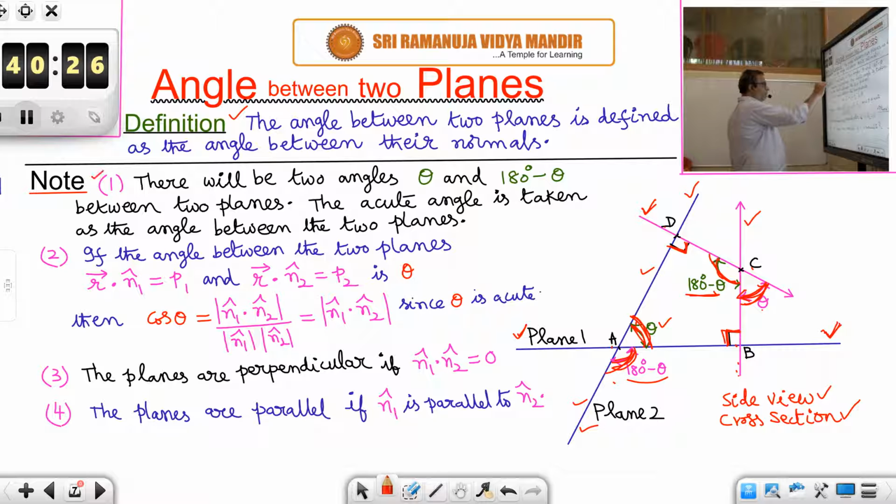Note, there will be two angles, theta and 180 minus theta, between two planes. The acute angle is taken as the angle between the two planes. Out of these two, theta and 180 minus theta, whichever is acute, that we take as the angle between the two planes. That is the first point.